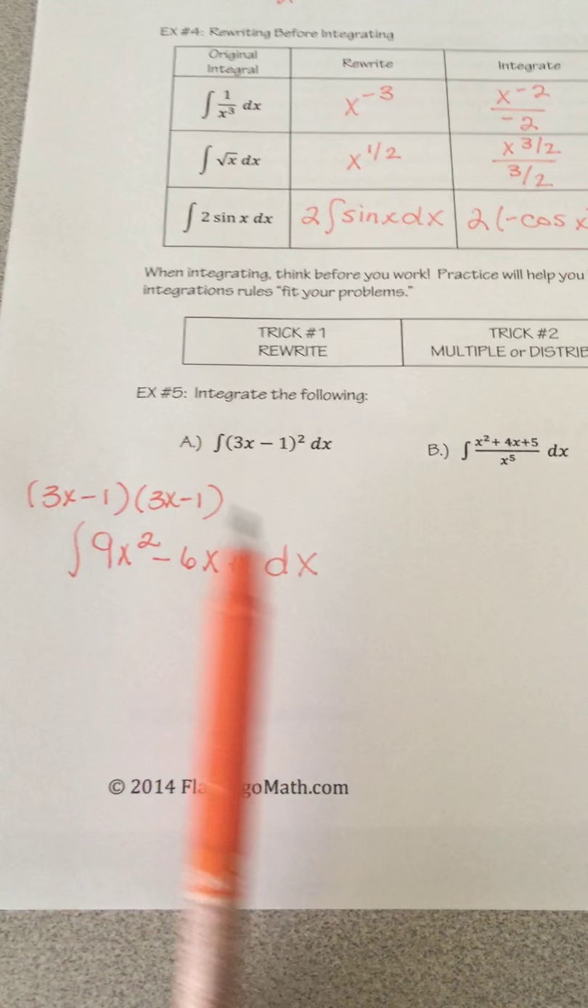We're going to simplify it to send all our negative exponents to the bottom. So that'll give us negative 1/2 x squared minus 4/3 x cubed minus 5/4 x to the 4th and plus c.